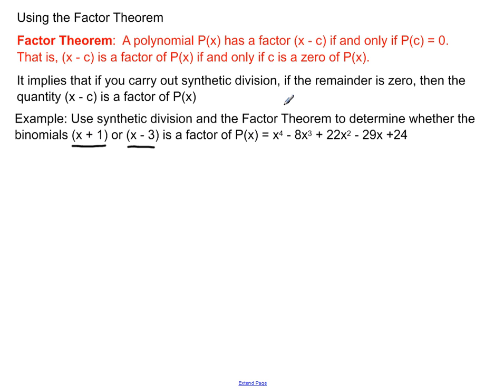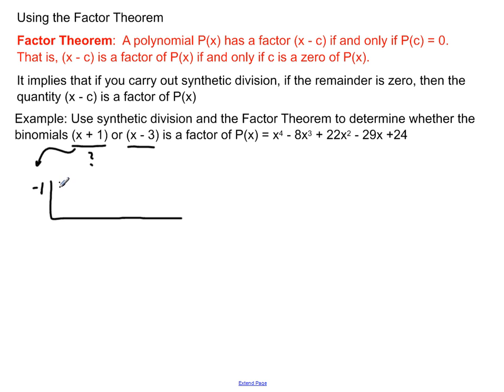So let's try this out right here. Is x plus 1 a factor? Well, let's check out our synthetic division. And in our synthetic division, we're going to set up our synthetic division bar right here. We're going to substitute in negative 1 outside of the bar. Recall that when we do that, we're just putting in x plus 1 is equal to 0. That means x equals negative 1. And we're going to check it out using our polynomial p of x right here.